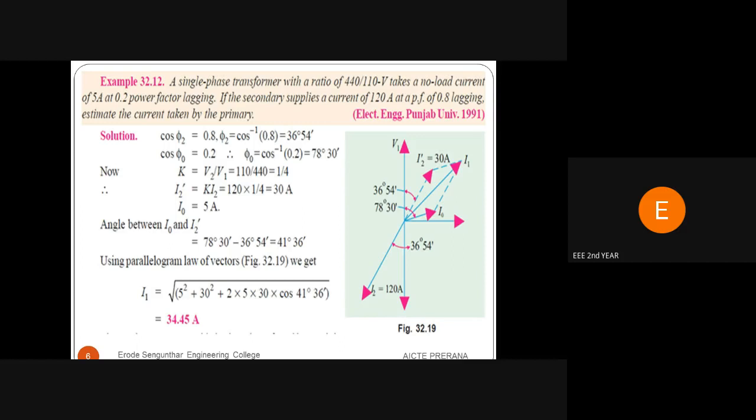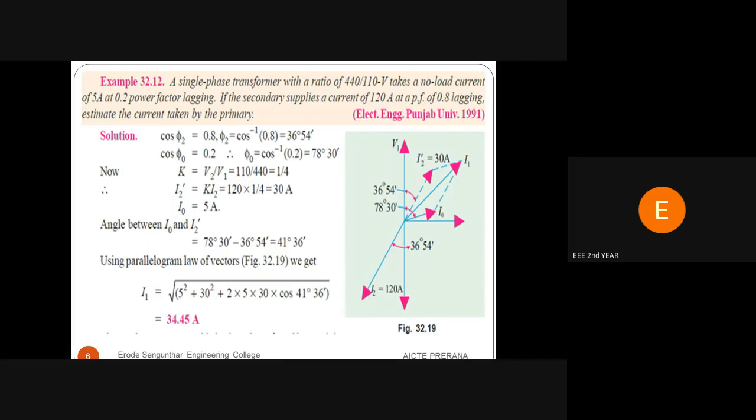Once we know I naught and I2 dash, we can calculate the angle between them: 78.3 minus 36.54. The angle between voltage V1 and I naught is 78.3, and the angle of I2 dash is 36.54. The actual angle between V1 and I1 equals 78.3 minus 36.54. We get the angle between voltage V1 and I1 as 41.36. That is the angle between I naught and I2 dash.